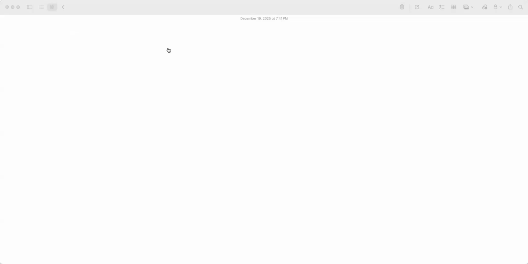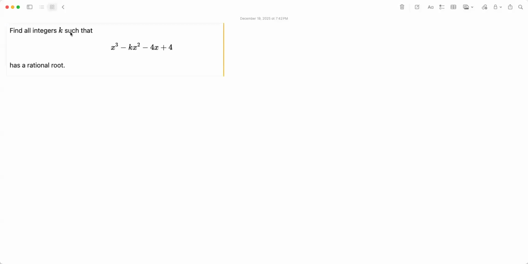Okay, you just need to apply, okay, for this problem. Whatever we studied, you just need to apply. But let's see. Find all integers k such that this polynomial has a rational root. What does it mean? It has a rational root means we have to apply the rational root theorem. Okay, let's find out the possible rational roots.